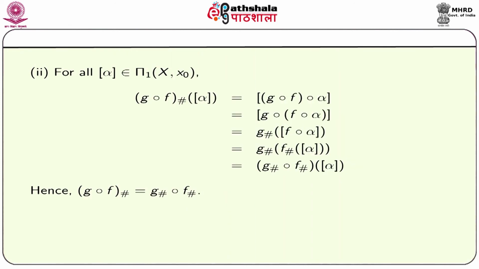How do we prove it? We take g composed f sharp operated on an element class alpha, that gives the class of g composed f composed alpha. Composition of maps is associative, so we can write g composed f composed alpha, the class of it, and that is equal to g sharp operated on the class of f composed alpha. Once again, the class of f composed alpha is f sharp operated on class alpha. So, ultimately we get g sharp composed f sharp operating on class alpha. So, we have that g composed f sharp is equal to g sharp composed f sharp.